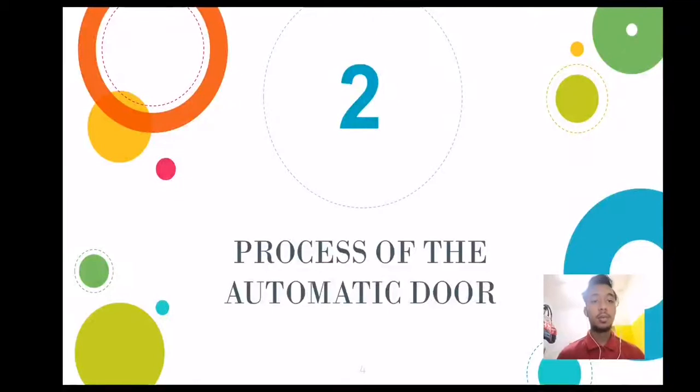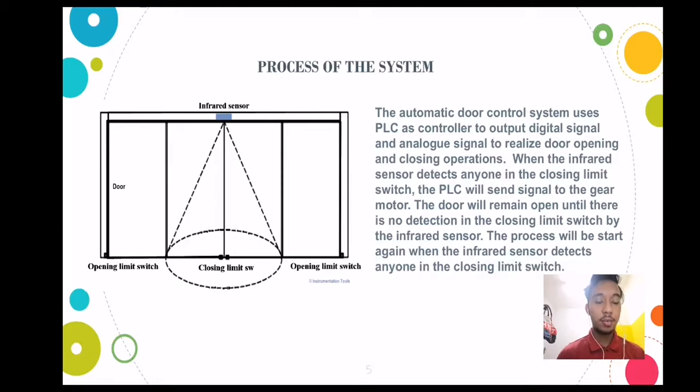Hi, I will talk about the process of the automatic door. This is the diagram of the automatic door. The automatic door control system uses PLC as a controller to output digital signal and analog signal to realize door opening and closing operations. When the infrared sensor detects anyone in the closing limit switch, the PLC will send signal to the gear motor. The door will remain open until there is no detection in the closing limit switch by the infrared sensor. The process will be stopped again when the infrared sensor detects anyone in the closing limit switch.